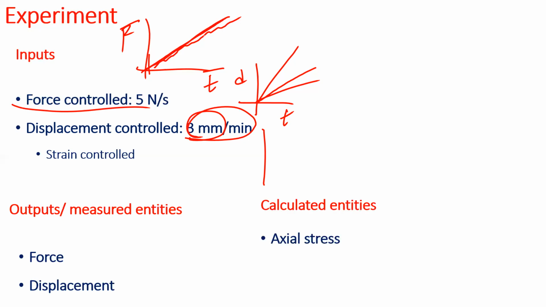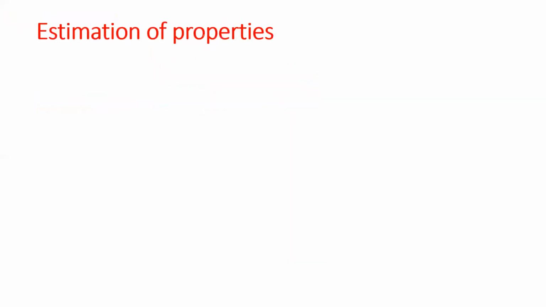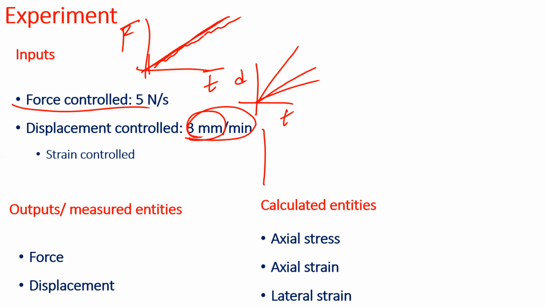What do you calculate? Using the force, you calculate the axial stress. Using the displacement, you calculate the axial strain. And you measure displacements in both directions, so you'll also calculate the lateral strain. Using force, you calculate this. Using your displacement measurements, you'll get these two quantities. How does one calculate this?